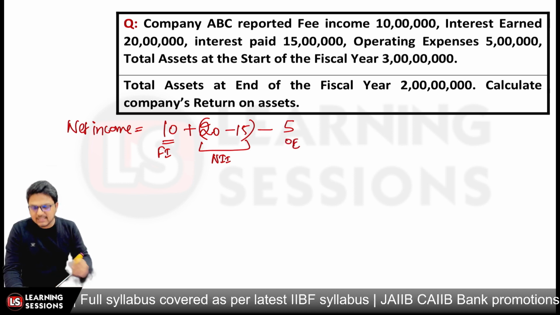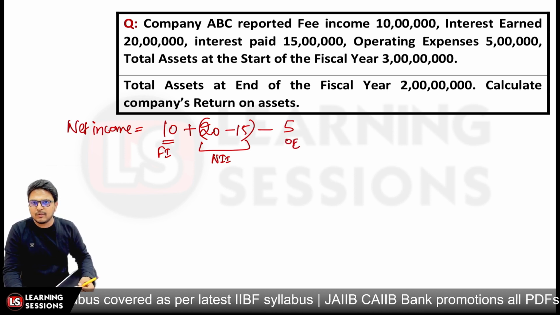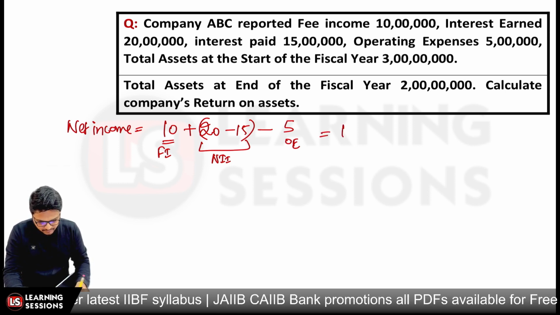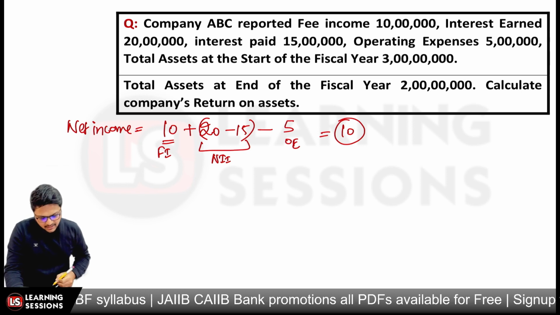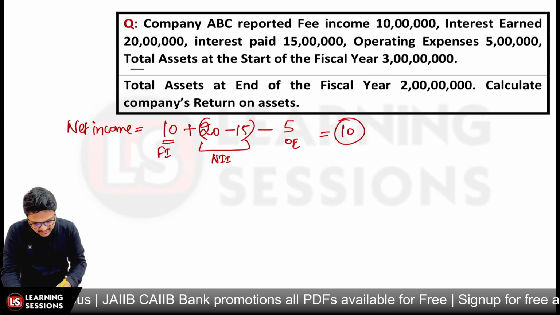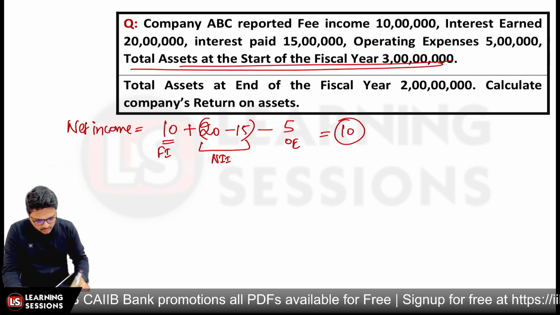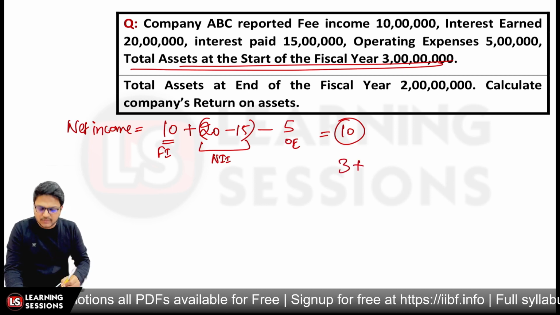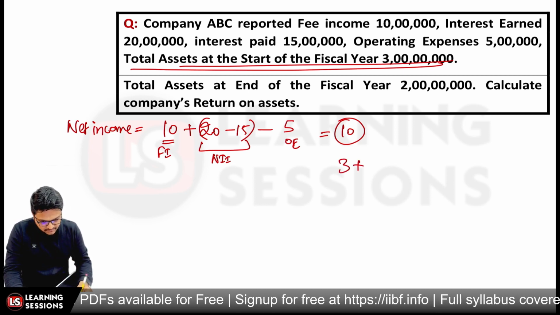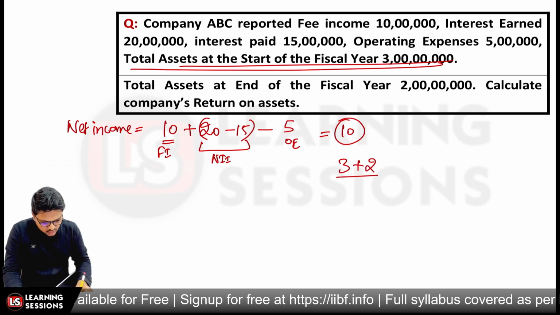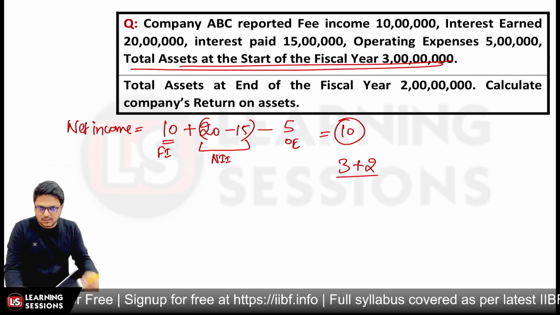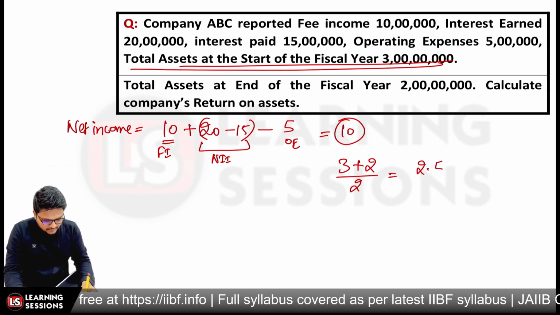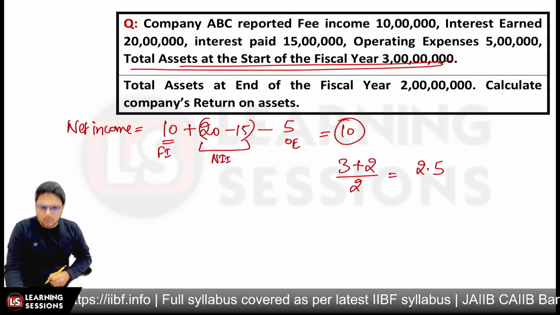So here we can easily calculate the net income. It will be equal to 10 plus 5, that is 15, minus 5, that is equal to 10 again, right? And further, the total assets at the start of the year are given to be rupees 3 crore, right? So we have total assets of 3 crore in the beginning of the year, and at the end of the fiscal year, we have total assets equal to 2. So what will the average total assets be? It will be 3 plus 2 divided by 2, that is equal to 2.5 crore.